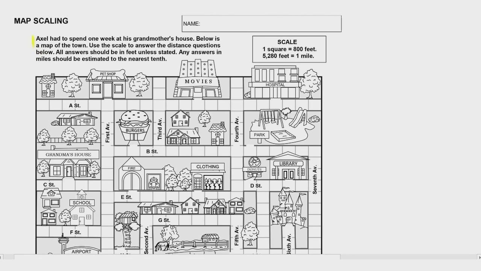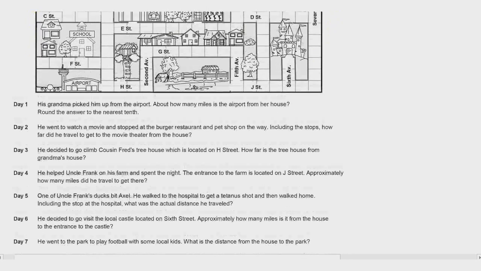The directions say Axel had to spend 1 week at his grandmother's house. Below is a map of the town. Use the scale to answer the distance questions below. So here's the scale right there. It says 1 square equals 800 feet and 5,280 feet equals 1 mile. And the questions are down here.